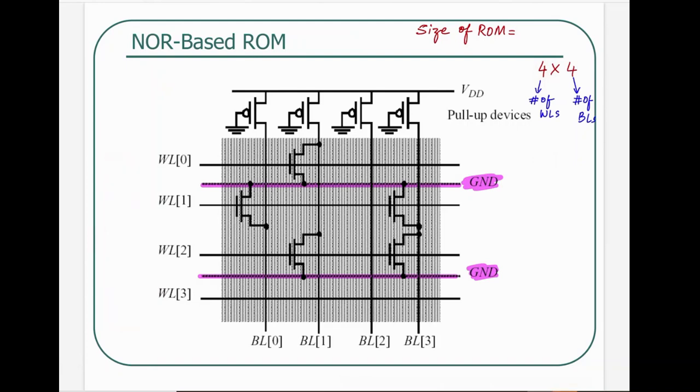Okay, so let's talk about the number of address inputs. So size is 4 by 4. We talked about that. To complete that conversation, we can also ask the question, number of address inputs. Address bits, number of address bits. How many are there?